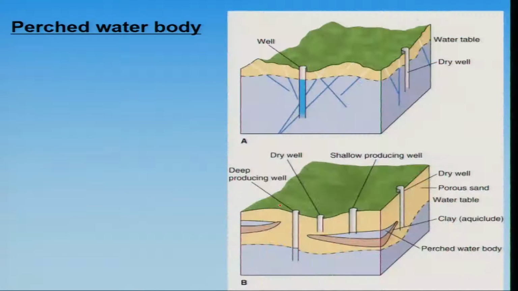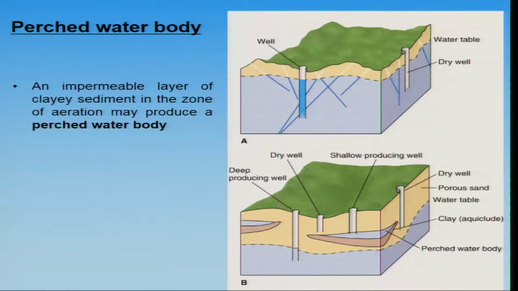A perched water table, what is that? The perched water table is a water body which sits above the normal water table, and that happens because it has some base, the aquiclude, which may result in the formation of the water body here. So, an impermeable layer of clay sediments in the zone of aeration.